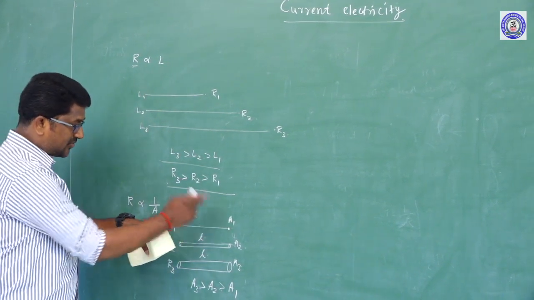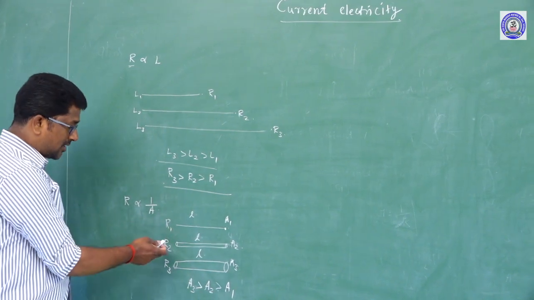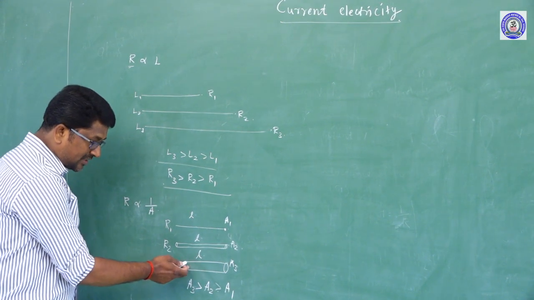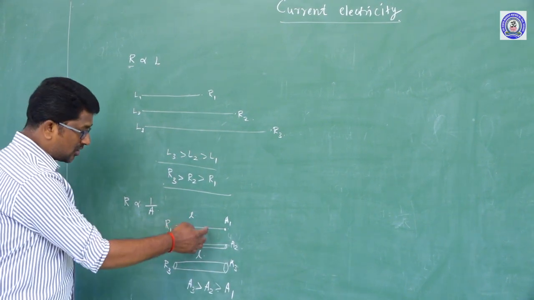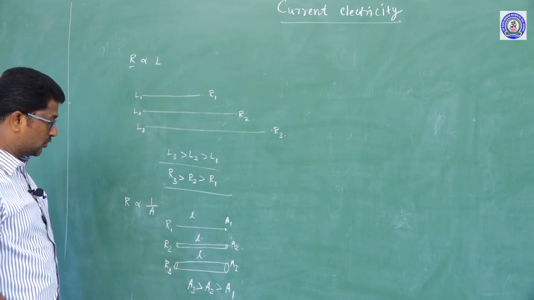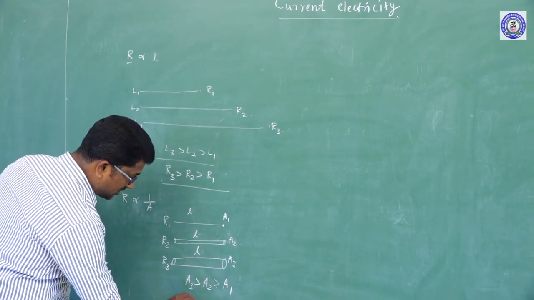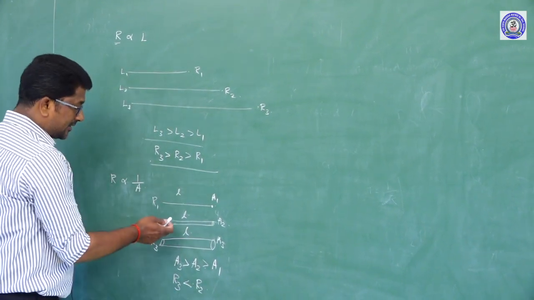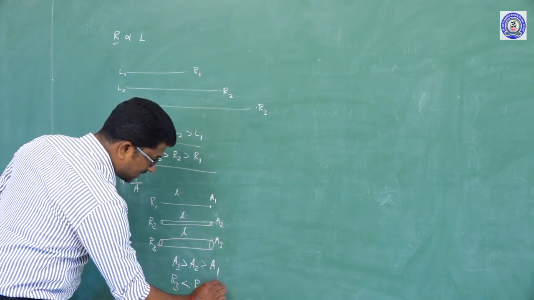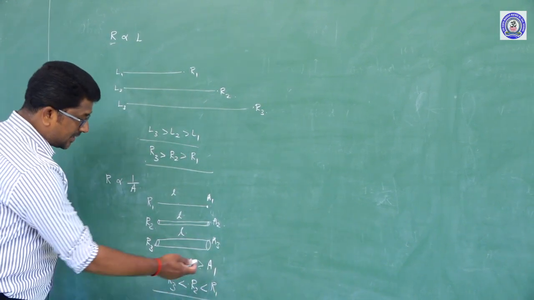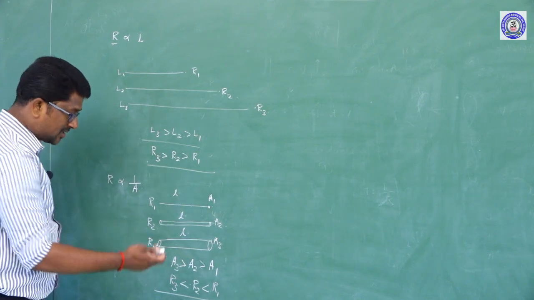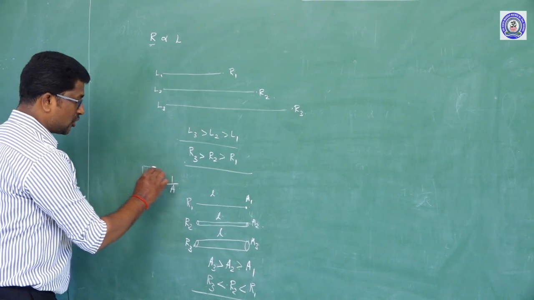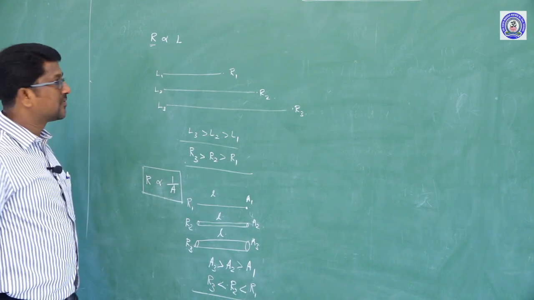So, R1 is the resistance of the first wire having area of cross section A1, R2 is the resistance of the second wire having area of cross section A2, and R3 is the resistance of the third wire having area of cross section A3, but all three wires have the same lengths, right. Here the resistance of the third wire is less than the resistance of the second wire. The resistance of the second wire is less than the resistance of the first wire. It means if the area of cross section increases, the resistance value decreases. So, that is why the resistance of the material is inversely proportional to the area of cross section.